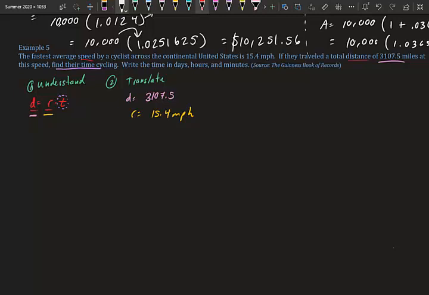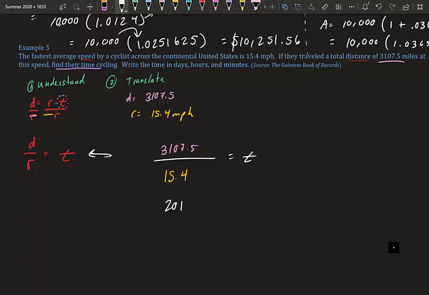So we know we need to find t. That's our goal. We need to find time. So to find time, I'm going to divide by r. So we'll have distance over rate equals time. Doesn't that make sense though? How long you go and the rate you're going, that's how long it will take to get there, right? So now I'm going to plug it in. We have distance, 3,107.5, over the rate, which is 15.4, and that equals time. We use our handy dandy calculator.